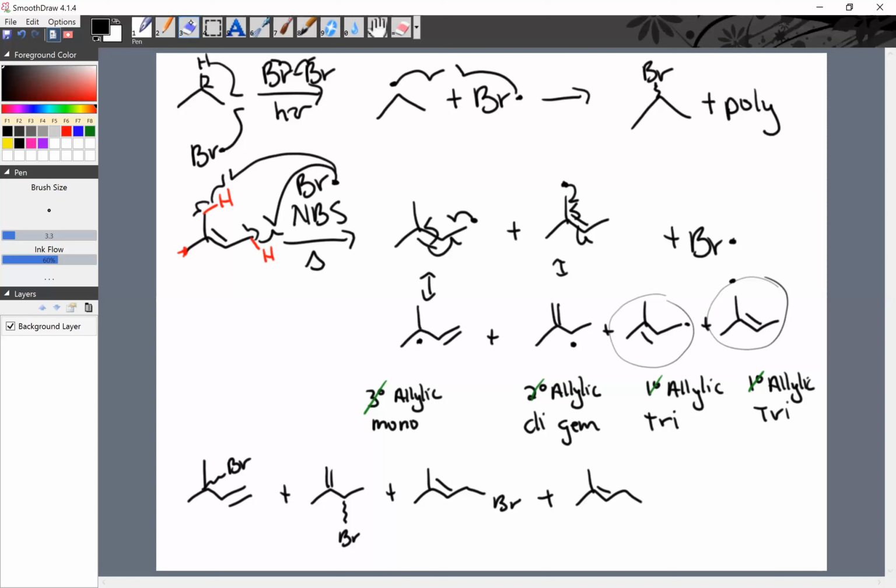Too many right there. Okay, those are my four possible products. They are all alkenes, and then I would narrow it to these two to be the major product. And could I nitpick and go further? This one has less steric hindrance because the bromine is off by itself. So if I had to choose one, it would be that one as the major product, but I wouldn't cry if they were pretty close in mixtures. And that is how we look at allylic bromination.